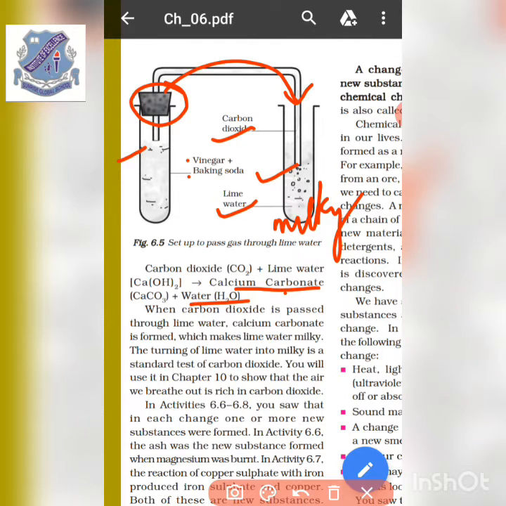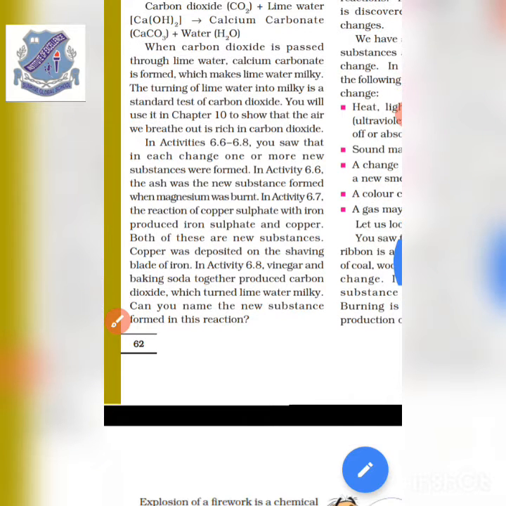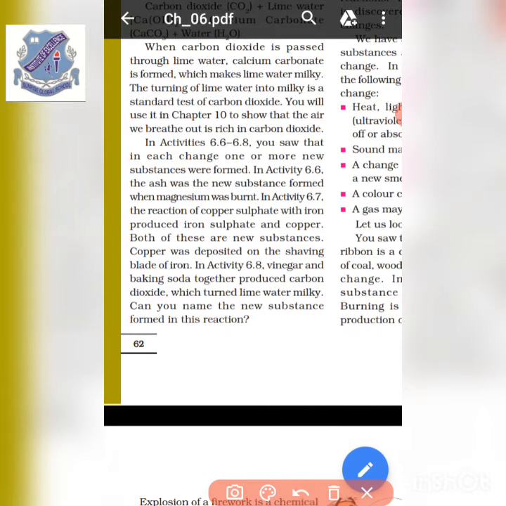The turning of lime water milky is a standard test for carbon dioxide. You will use it in chapter number 10 to show that the air we breathe out is rich in carbon dioxide. In that activity in chapter 10, you will see how carbon dioxide is present in air.